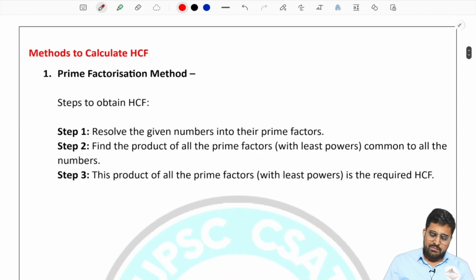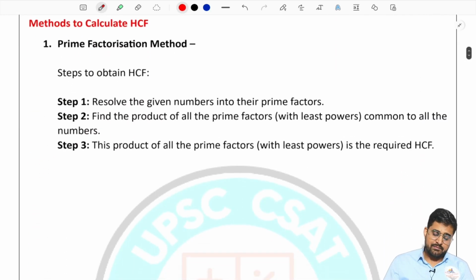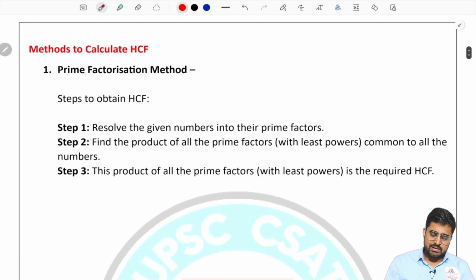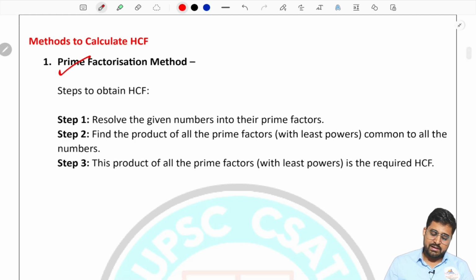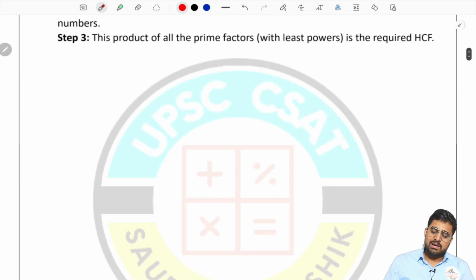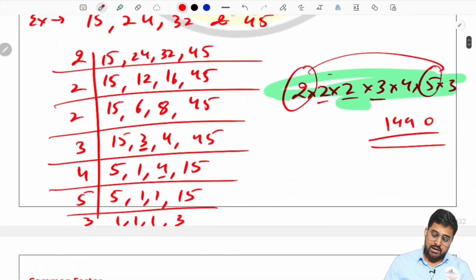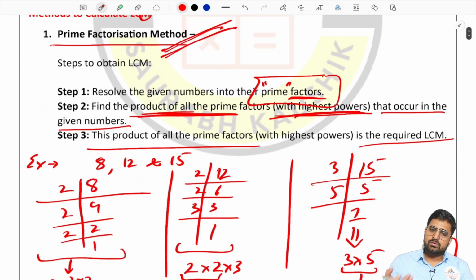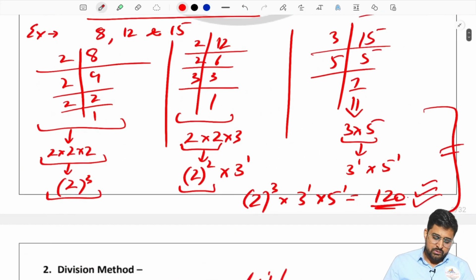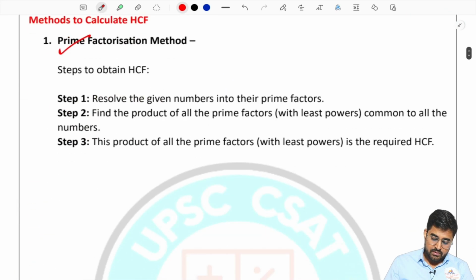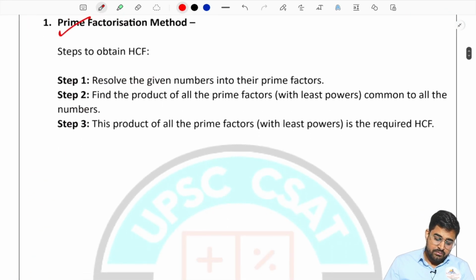Now focus on the methods to calculate HCF. There are also two methods, prime factorization and the division method. Similar to the multiple method we have attempted. If you didn't understand this method, it's kind of revision only. Factor is here, common factor we have decided. Now what is the prime factorization method?